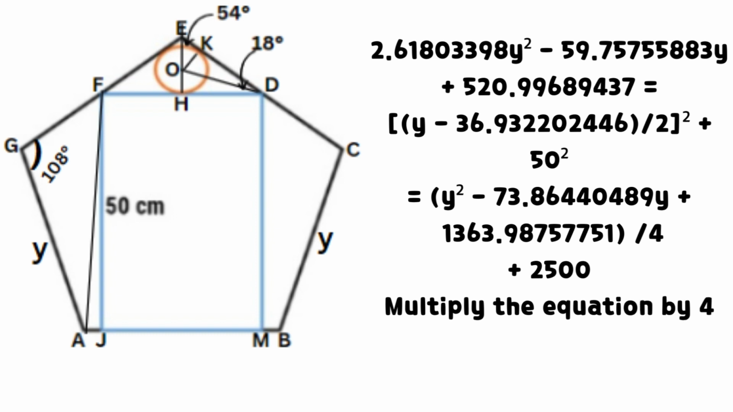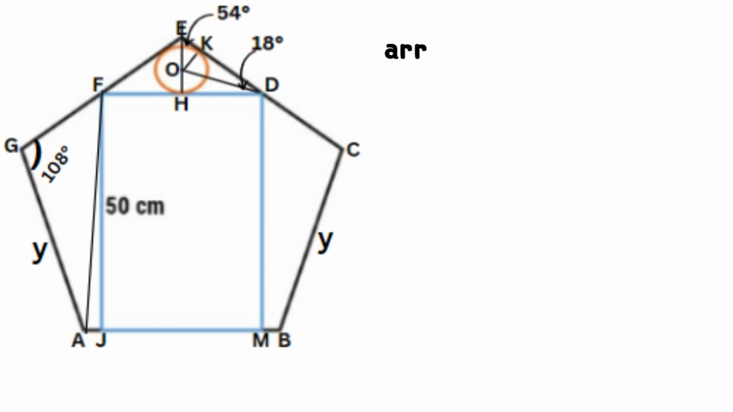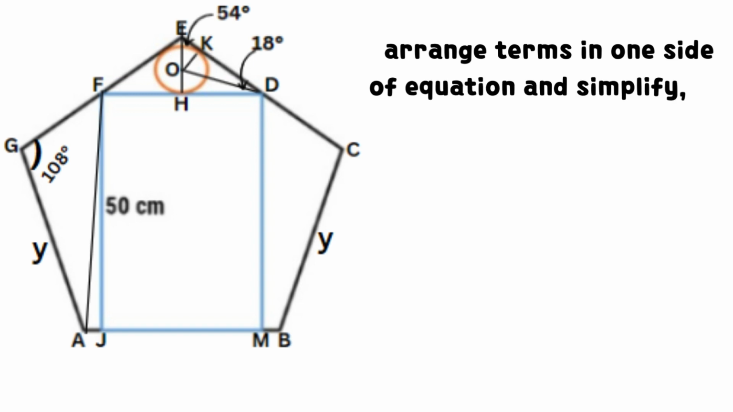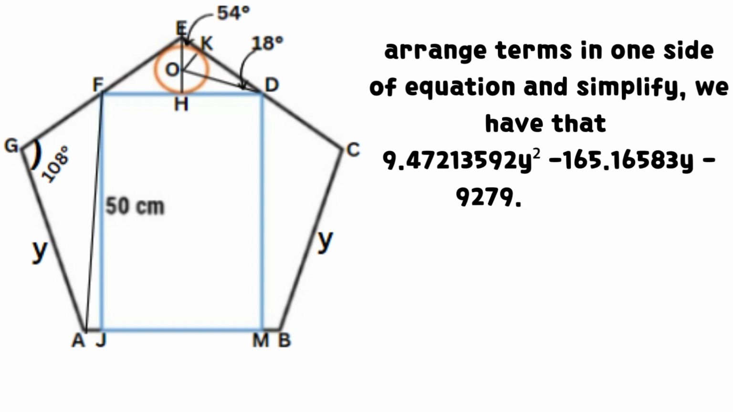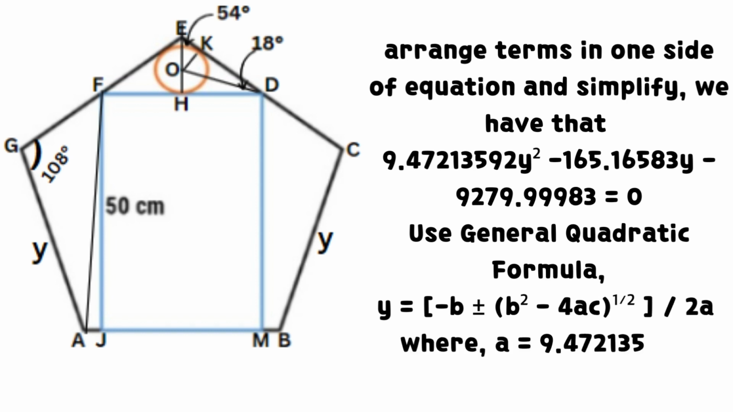After substituting values obtained for the square of line AF and line AJ and line JF, multiply the equation by 4 to clear fraction, combine like terms. Arrange terms on one side of the equation and simplify, we obtain the result shown on the screen. Then, y equals negative b plus or minus the square root of b square minus 4 times a times c all divided by 2 times a.